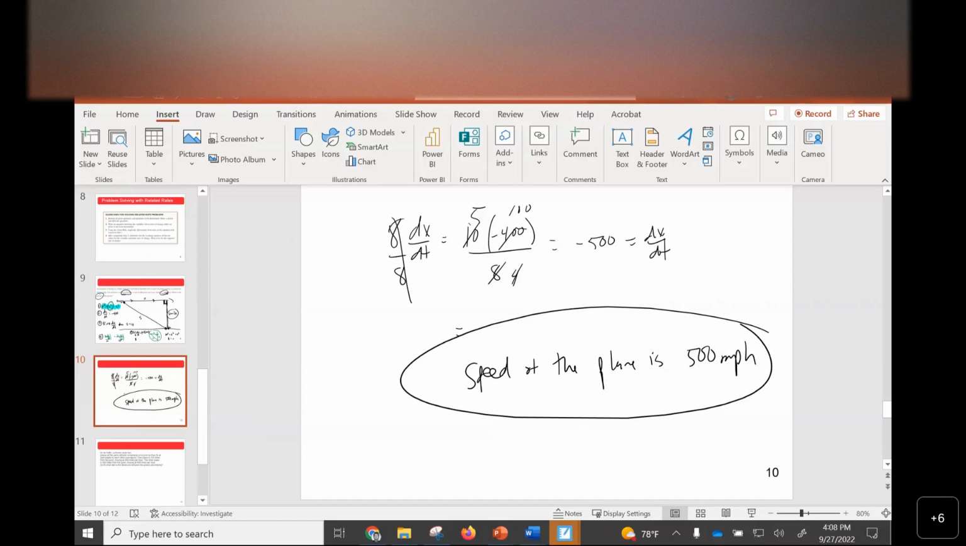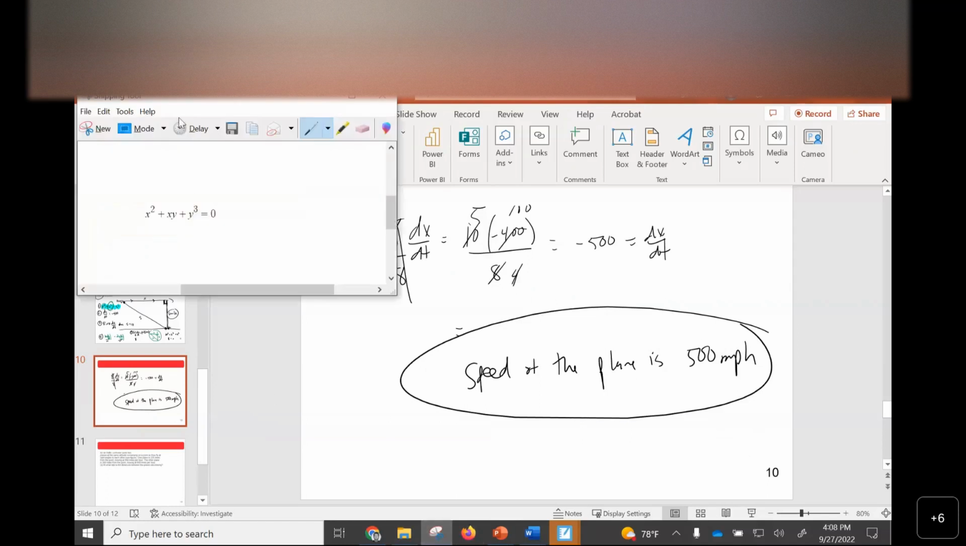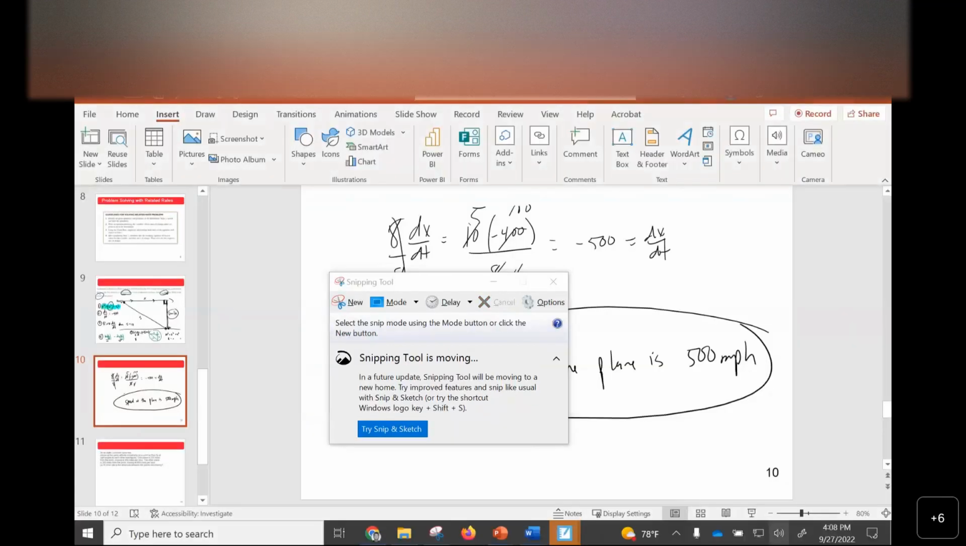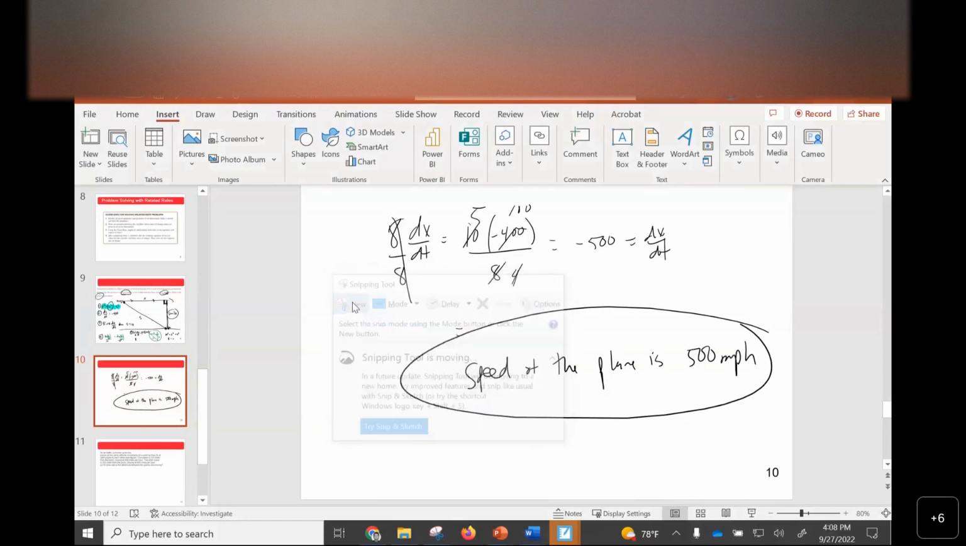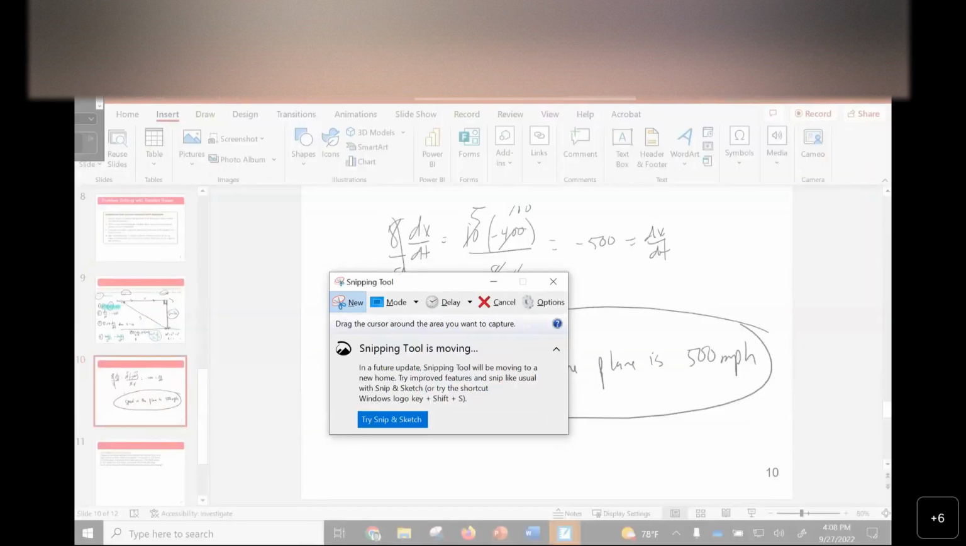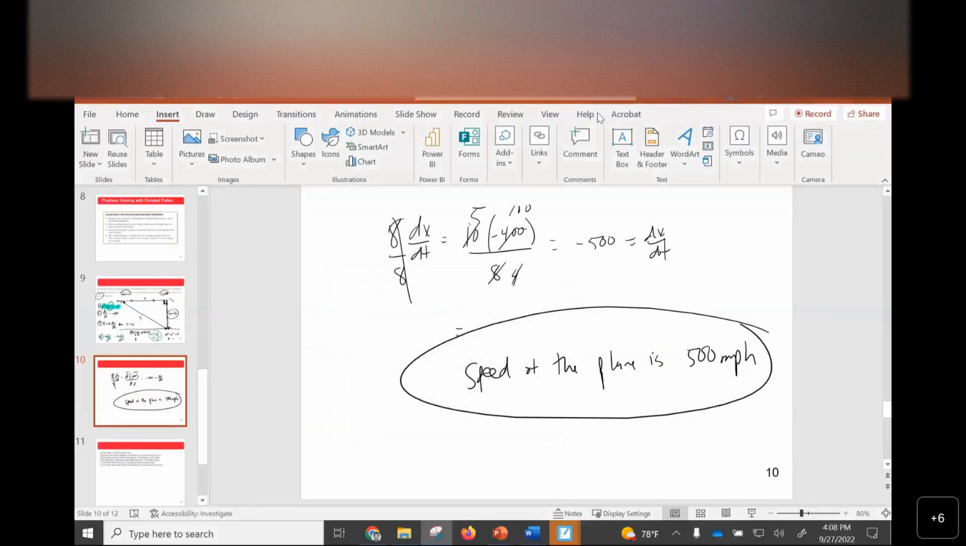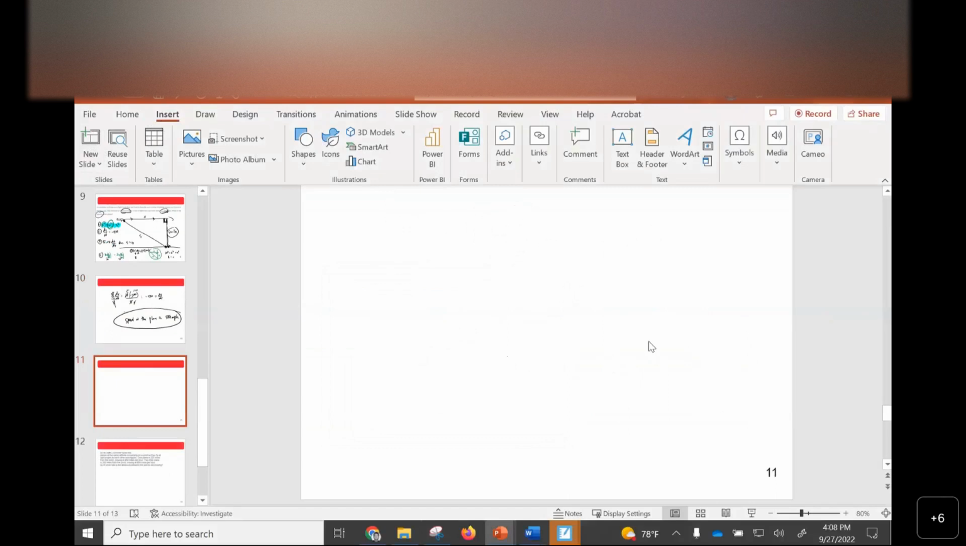Let's see. Give me 1 second, and I will move it over. Here we go. Too many windows. All right.